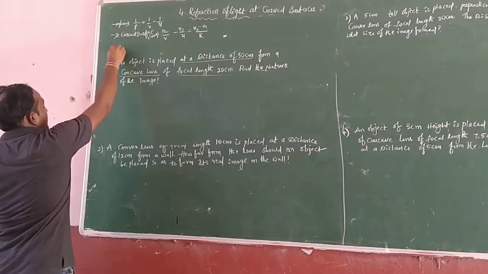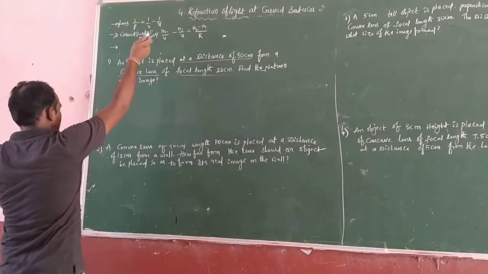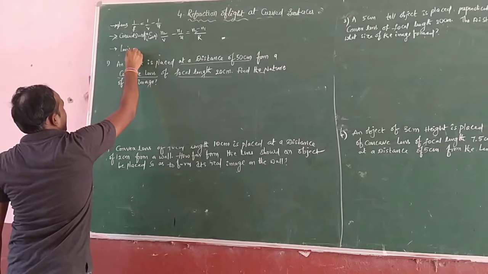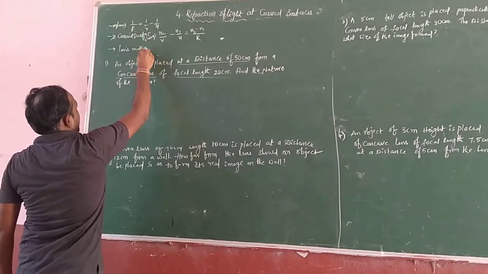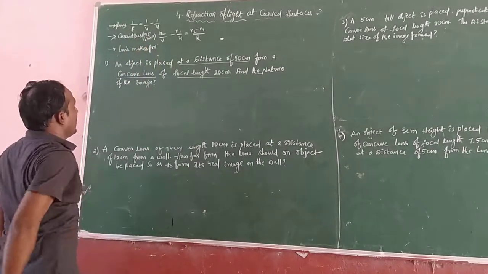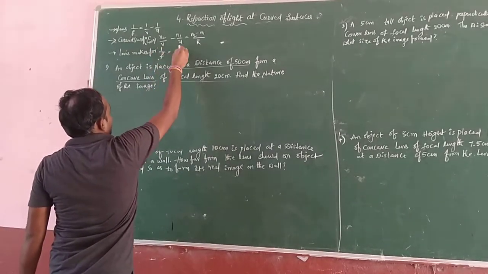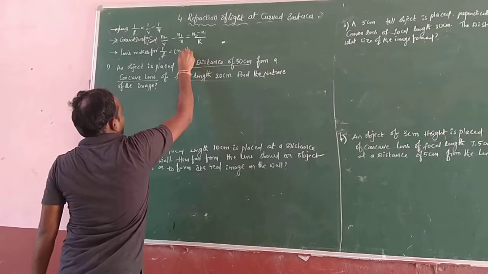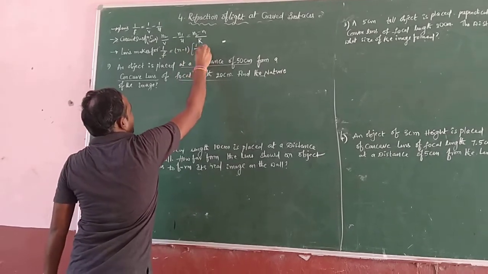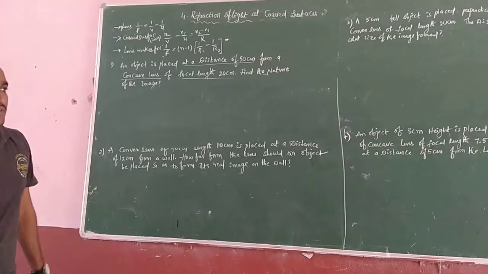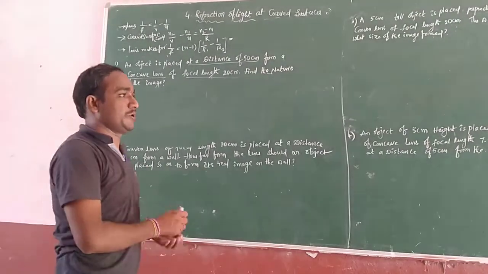And the third one is the lens maker formula: 1/f = (n - 1)(1/r1 - 1/r2). So these are the three formulas based on problems, very important from the examination point of view.